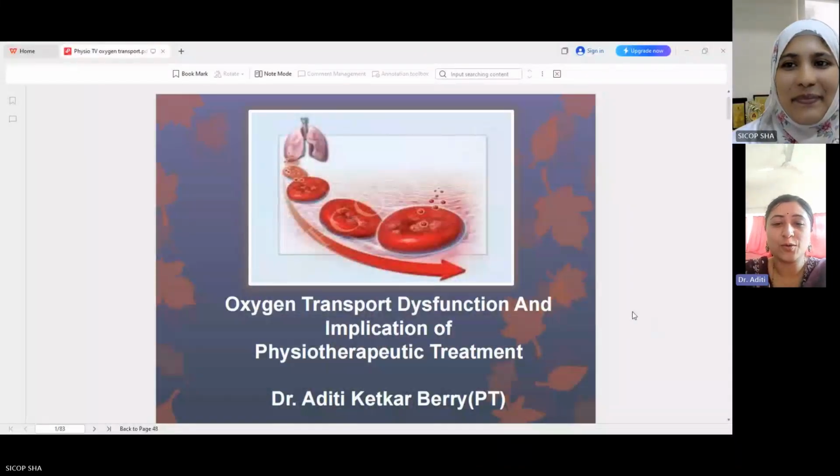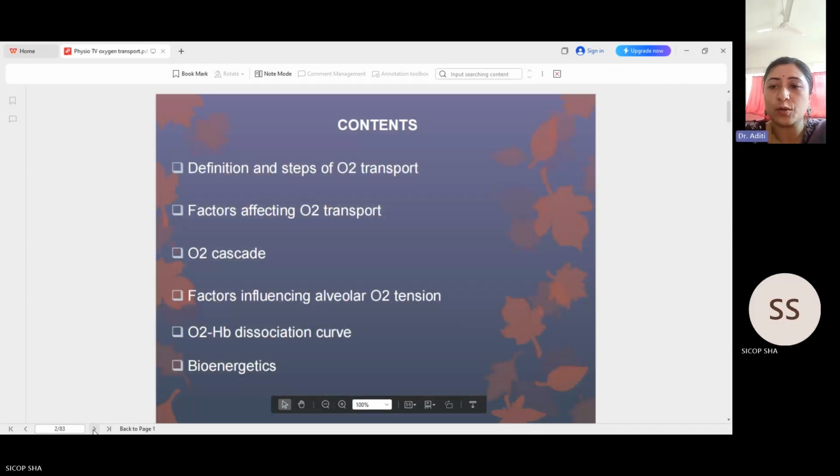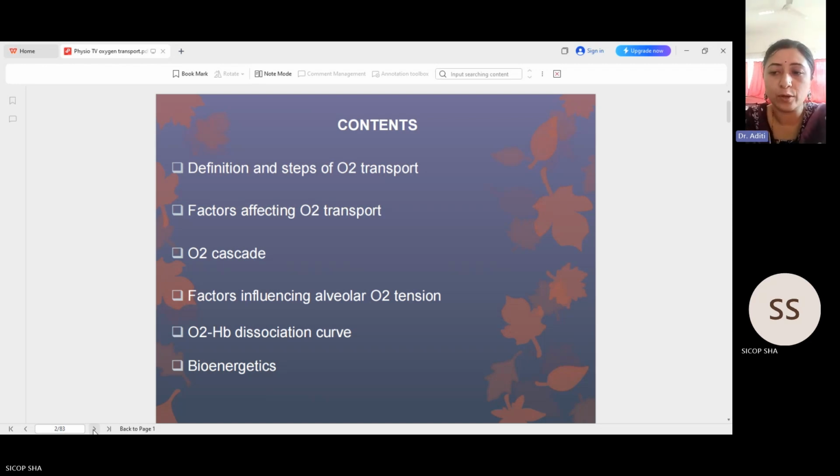Okay, so today we would be talking about oxygen transport dysfunction and its implication on physiotherapeutic treatment. Next slide, please. So we would be discussing the definition and steps of oxygen transport, various factors that affect O2 transport, oxygen cascade, factors influencing alveolar oxygen tension, the dissociation curve, bioenergetics.